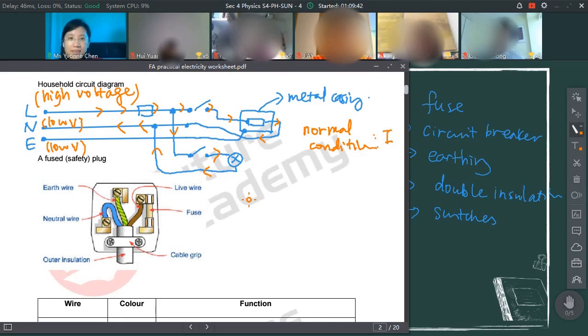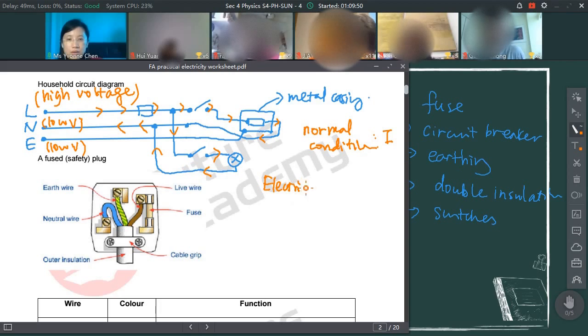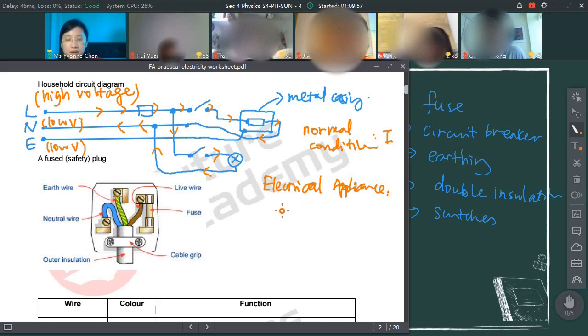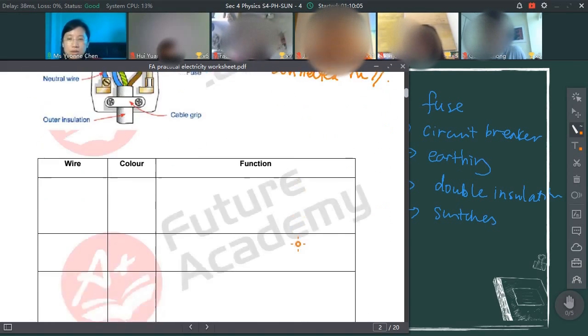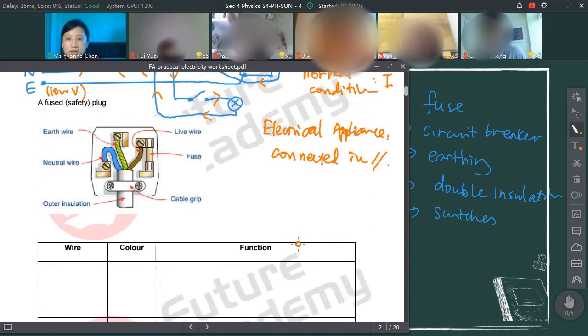Please remember, most of the time household electrical appliances are connected in parallel. Connected in parallel. Now we are going to look at the fused safety plug.